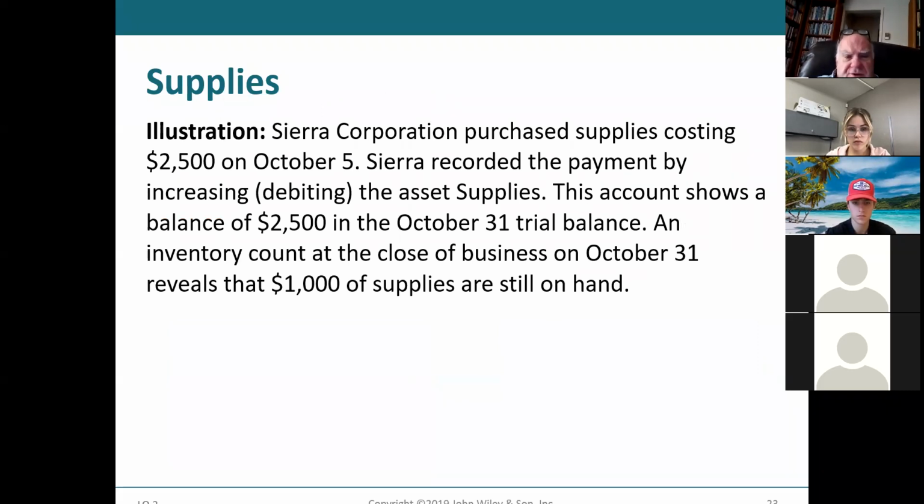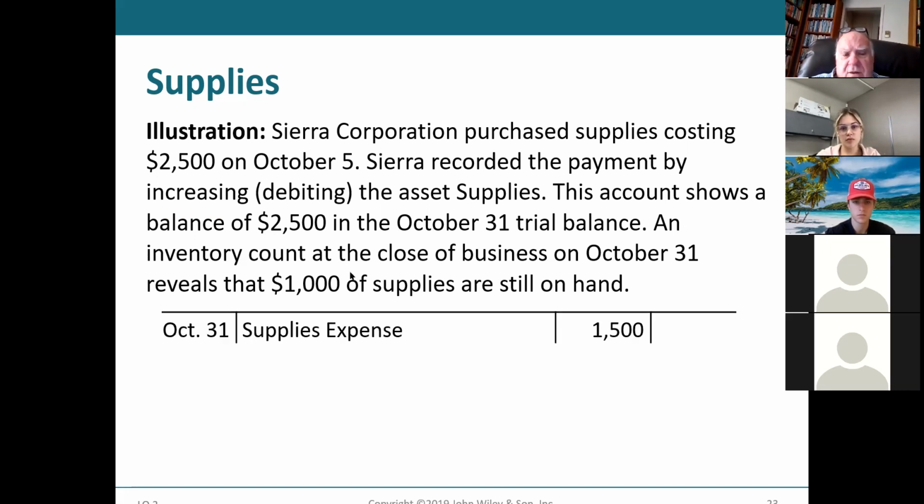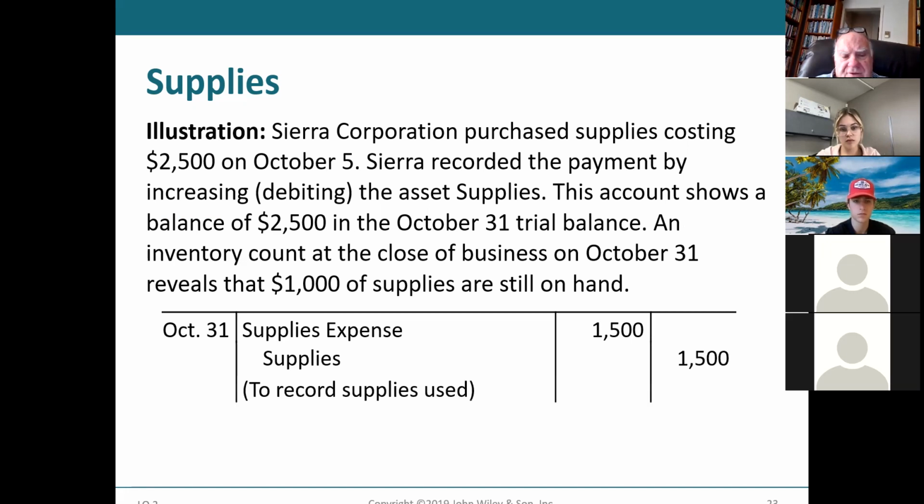Sierra bought supplies costing 2,500. They recorded the payment by debiting the prepaid supplies account. This account shows a balance of 2,500 on the trial balance, but an inventory count reveals there's 1,000. So we understand what happened there? On October 1st, we bought supplies. And at that point, those supplies were an asset because we had not used them. Now they're saying they went out and counted 1,000 of them. So that means we used 1,500, right? We had 2,500. We had 1,000 left.